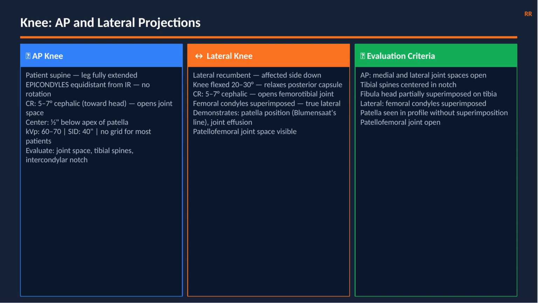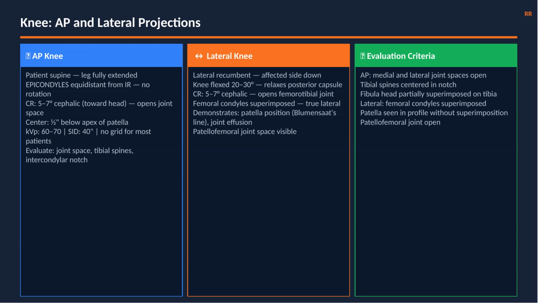Center 1/2 inch below the apex of the patella. kVp, 60 to 70. SID, 40 inches. No grid for most patients. Evaluate both compartment joint spaces, tibial spines, intercondylar notch, and fibula head position.